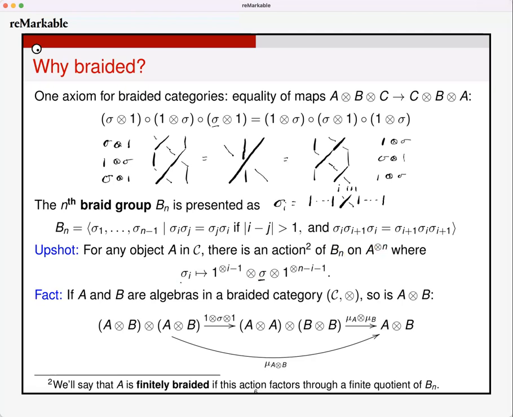where sigma i corresponds to doing the braiding of the ith and i plus first tensor factors, that gives a well-defined action, because indeed, if I do a sigma here and a sigma somewhere over there, they commute. But if I do sigmas right next to each other, they fail to commute according to this formula up here at the top, which is part of the presentation of the braid group. So life is good.